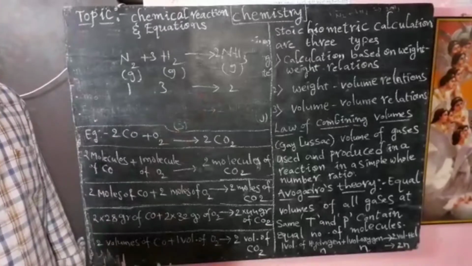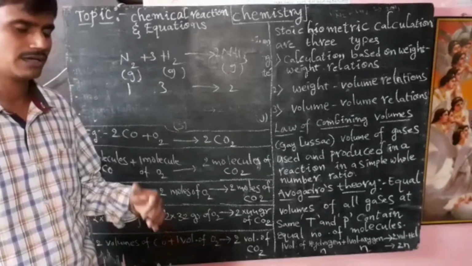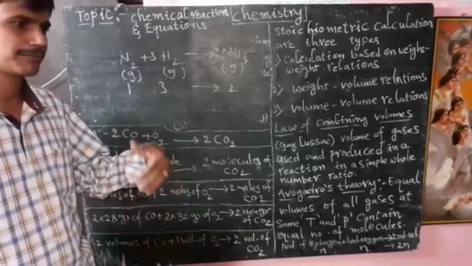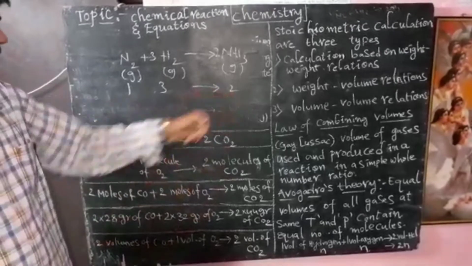The reacting gaseous species and the produced gaseous substances are in a simple whole number ratio. That is the law of combining volumes.